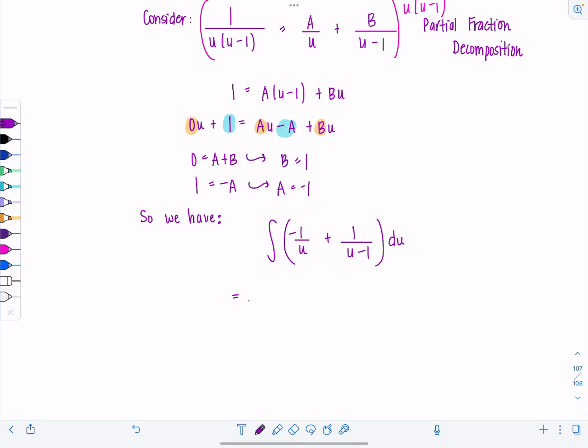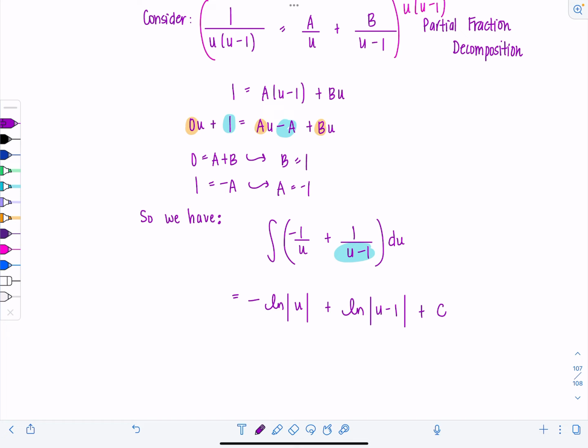Antiderivative of negative 1 over u is negative ln absolute value of u plus, and then same thing, just keep u minus 1 all together like a little happy family. Ln absolute value u minus 1. Don't forget your plus C.